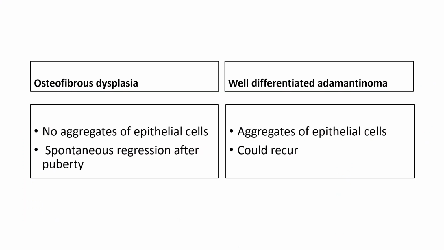So just to reiterate, both tumors occur predominantly in the tibia and fibula. One, which is osteofibrous dysplasia, does not show these epithelial aggregates, while well-differentiated adamantinoma is defined by the presence of these epithelial aggregates. And the reason why you want to tell these two apart is because this one regresses spontaneously, while this one, if you don't take it out, will recur, although these do not typically metastasize.